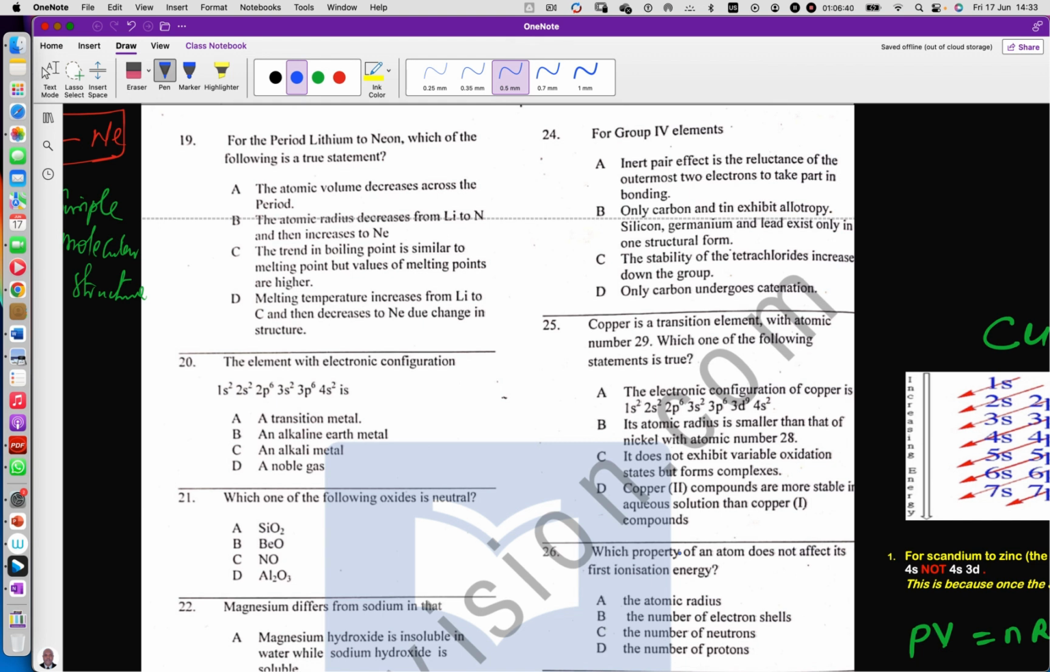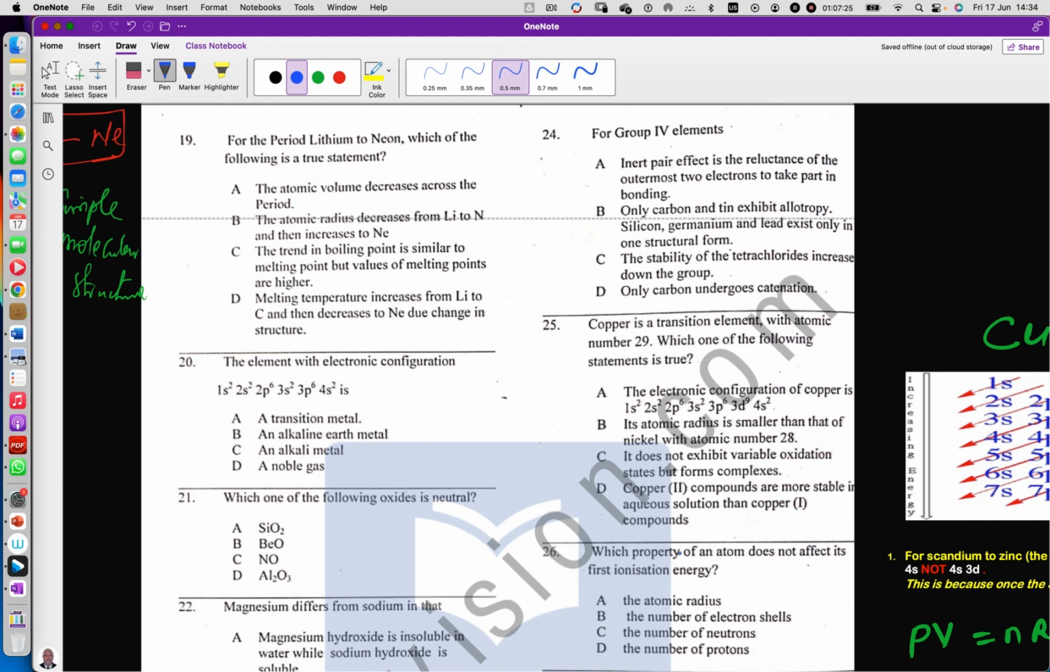B. The atomic radius decreases from lithium to nitrogen and then increases to neon. In this case, it happens but with ionic radii. The ionic radius will decrease for the cations, then for the anions, it starts increasing. So B is not the right answer.